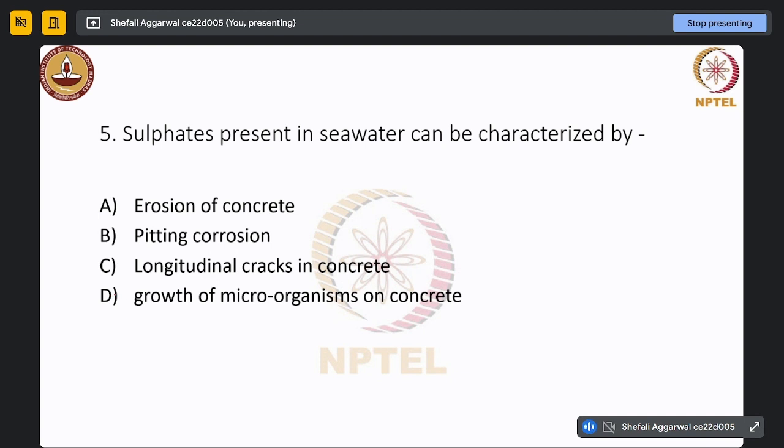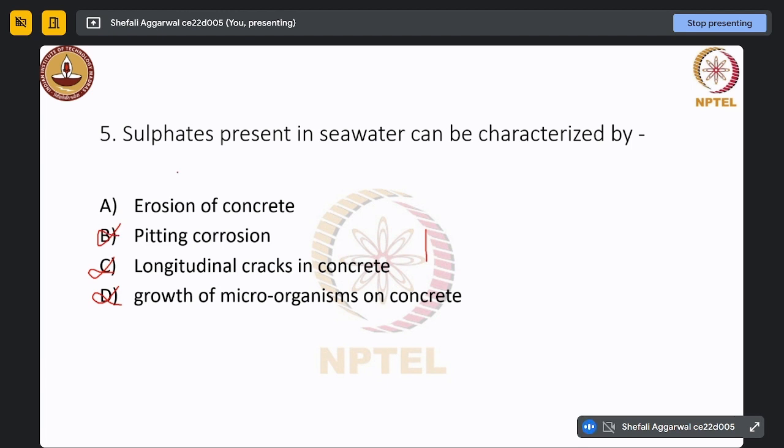See all the options. If there is a growth of microorganisms on the concrete, why can it be? It can be due to being near the seawater, but it won't be due to the sulfates. It's mostly because of the wet and dry condition of the seawater. It has nothing to do with the sulfates. Next is the longitudinal crack in concrete. A longitudinal crack means along the rebar surface. If we have that kind of crack, then it is corrosion based, not sulfate based. Next is pitting corrosion. We know pitting corrosion is mainly due to chlorides. Last option is the erosion of concrete.